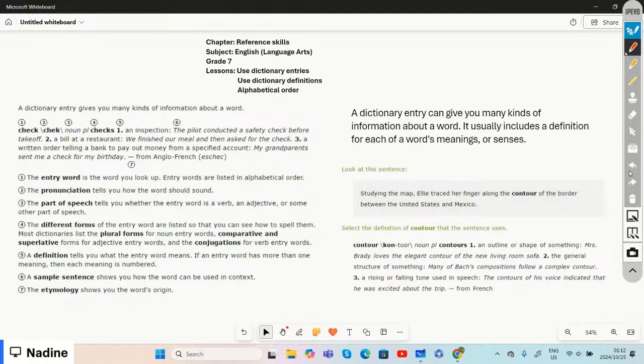Then we see that the second item is the pronunciation, how you say the word, how the word should sound. Then the third item is the part of speech, like I said, whether it is a noun, a verb, an adjective, or some other part of speech. And then we have our plural form and our meanings of those words.